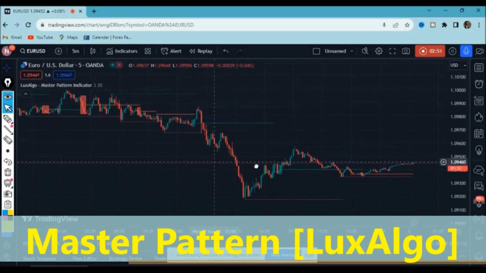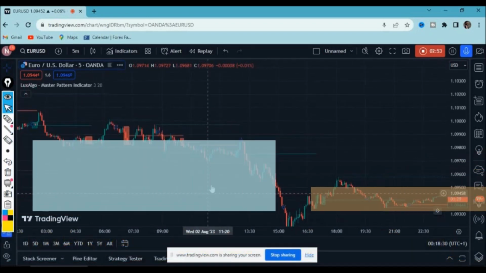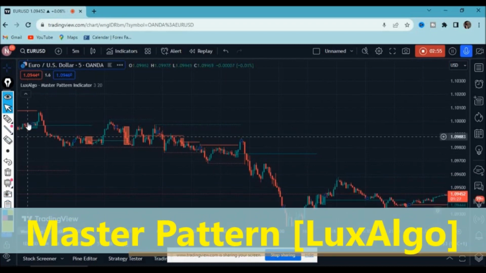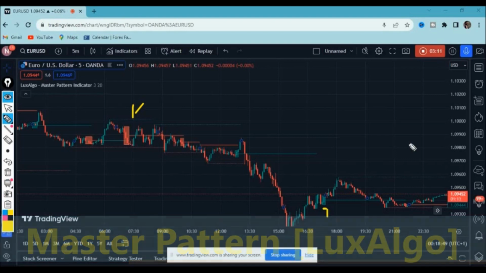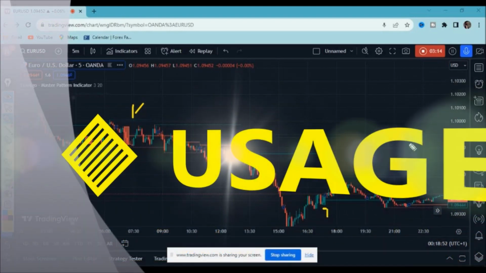So guys, this is the indicator I'm talking about, and if you look closely, you will see there are areas highlighted in red, areas highlighted in blue, and this dashed line you can see over here. Everything you see right here is very important, and by the look of it, this indicator is very effective. So guys, let's understand more about its usage.